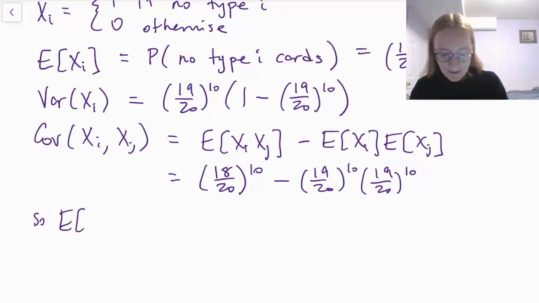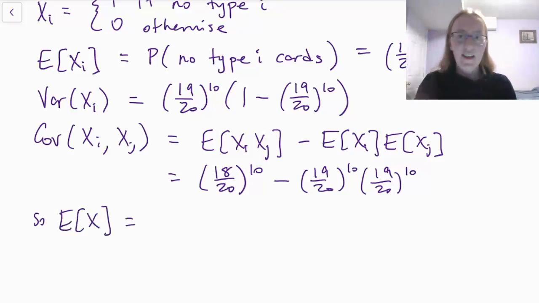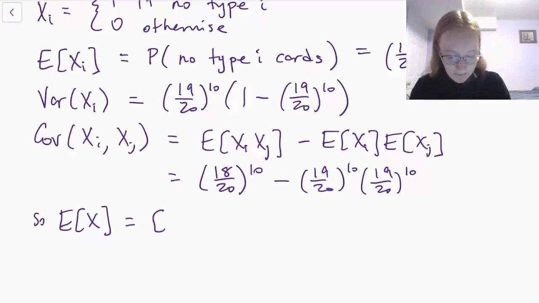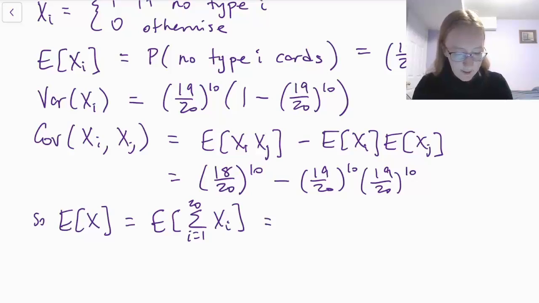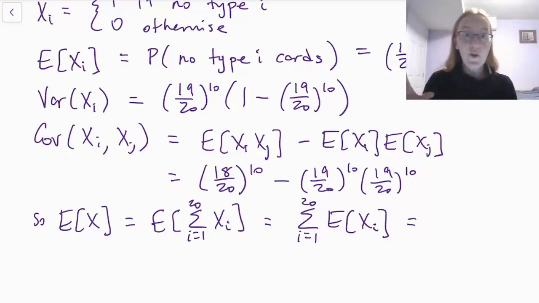E of X is just the expected value of X, which is the sum of the Xi's, which is going to be, because of linearity, the sum of the E of Xi's. So it's the sum as i goes from 1 to 20 of these E of Xi's. And each of those we calculated, so altogether we'll have 20 times (19/20)^10. So that's our expected value.